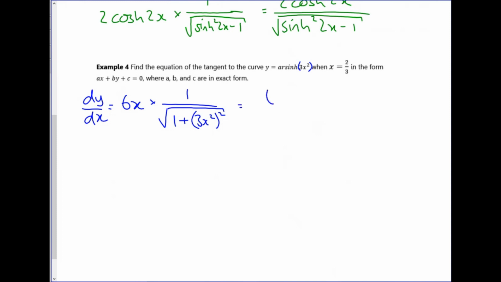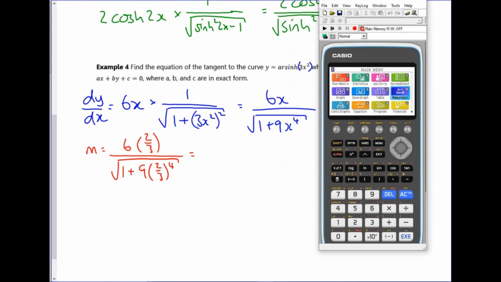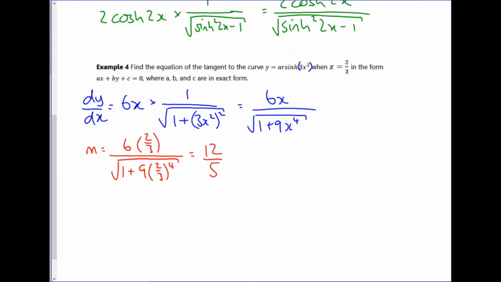I will put this together. So I've got 6x over root 1 plus 9x to the 4. But then all I'm going to do to work out the gradient is substitute in x is 2/3. So m equals 6 times 2/3 over root 1 plus 9 times (2/3) to the 4. Stick all that in your calculator. That's nice, gives me 12 over 5, the gradient.